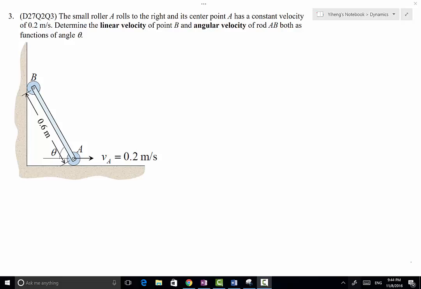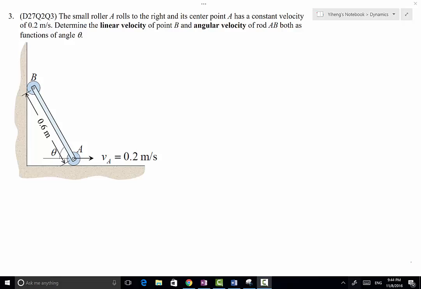So we need to determine the linear velocity of point B as well as the angular velocity of rod AB, both as functions of angle theta. So we're again going to use the absolute motion analysis.